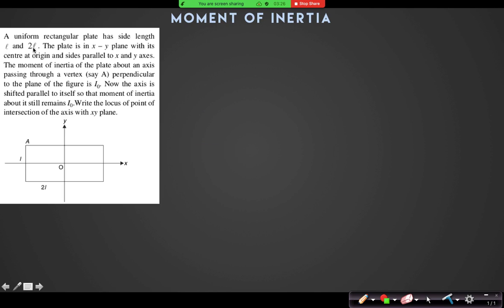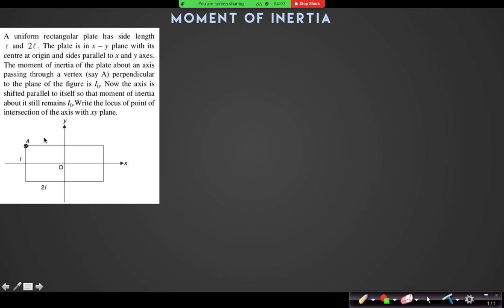The question says a uniform rectangular plate has side length L and 2L. The plate is in the xy plane with its center at the origin and sides parallel to the x and y axes. The moment of inertia about an axis passing through a vertex, perpendicular to the plane of the figure, is I naught. Suppose I draw an axis passing through point A and perpendicular to this plane. This is I naught.